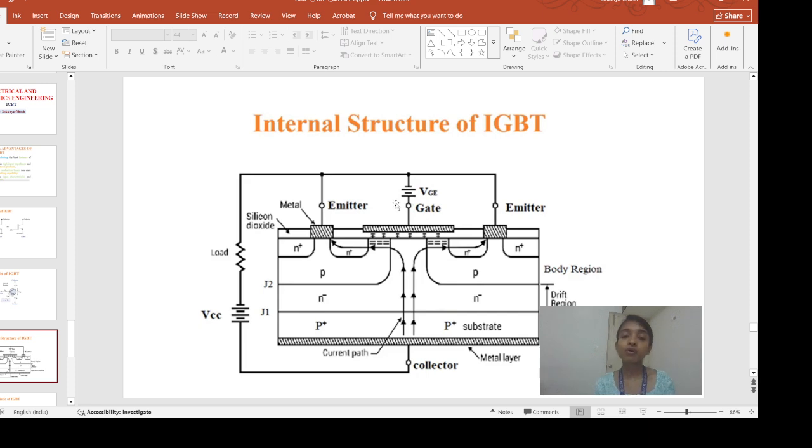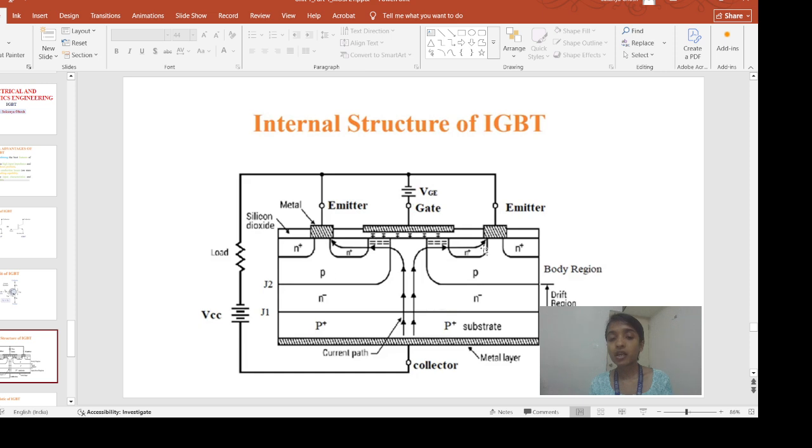Now if you apply a positive gate voltage here, what will happen? Positive charge will start getting induced at the gate terminal, and it will create polarization in this oxide layer. The oxide layer is nothing but an insulator, so it will almost act like a capacitor. Due to this polarization, negative charge will get induced on the top layer of the capacitor, and positive charge on the bottom layer.